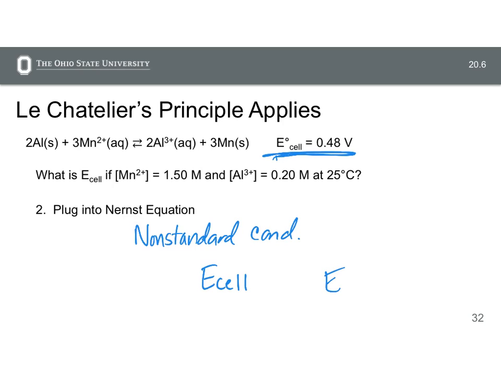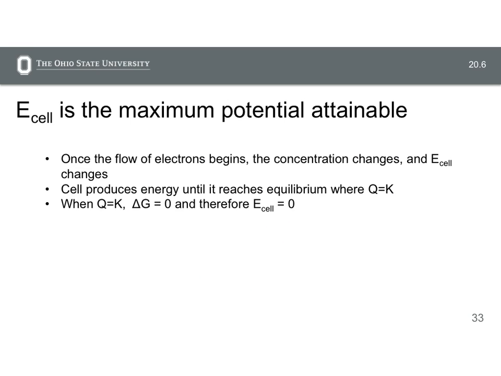Another clue that you're going to use the Nernst equation: you've got your E cell, non-standard, and you're given concentrations of species. If you see all that, that's how you're going to know you need to use your Nernst equation. Okay, just to summarize a few of the things with the Nernst equation.